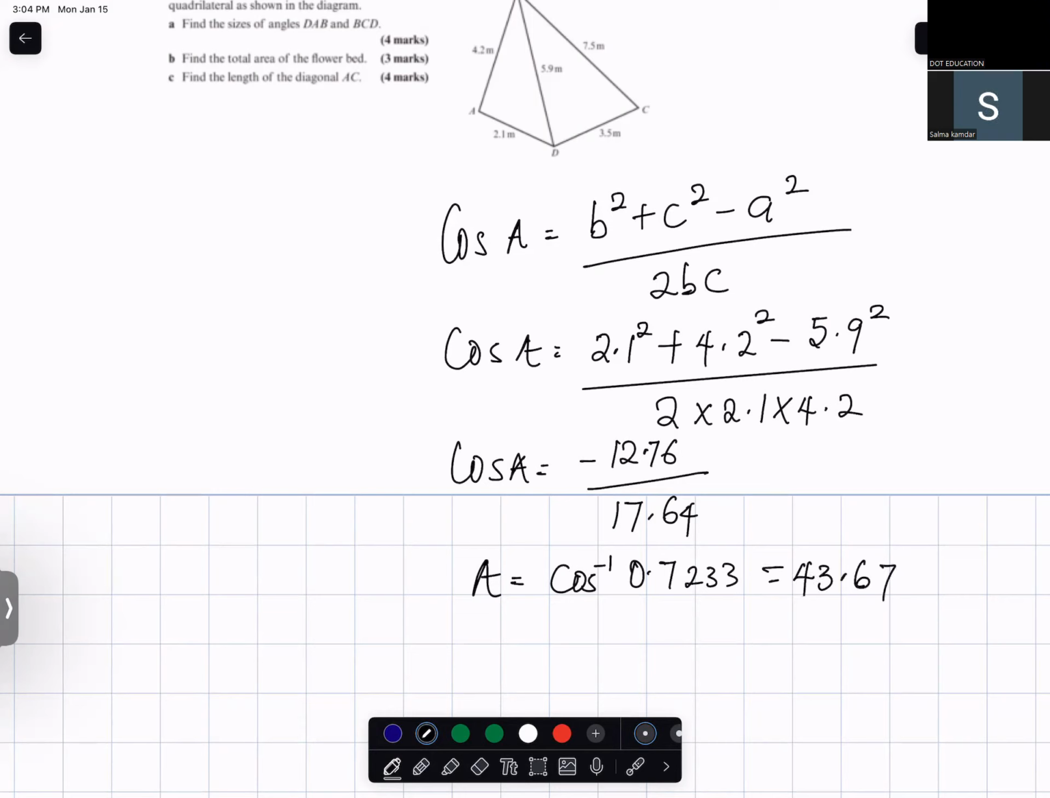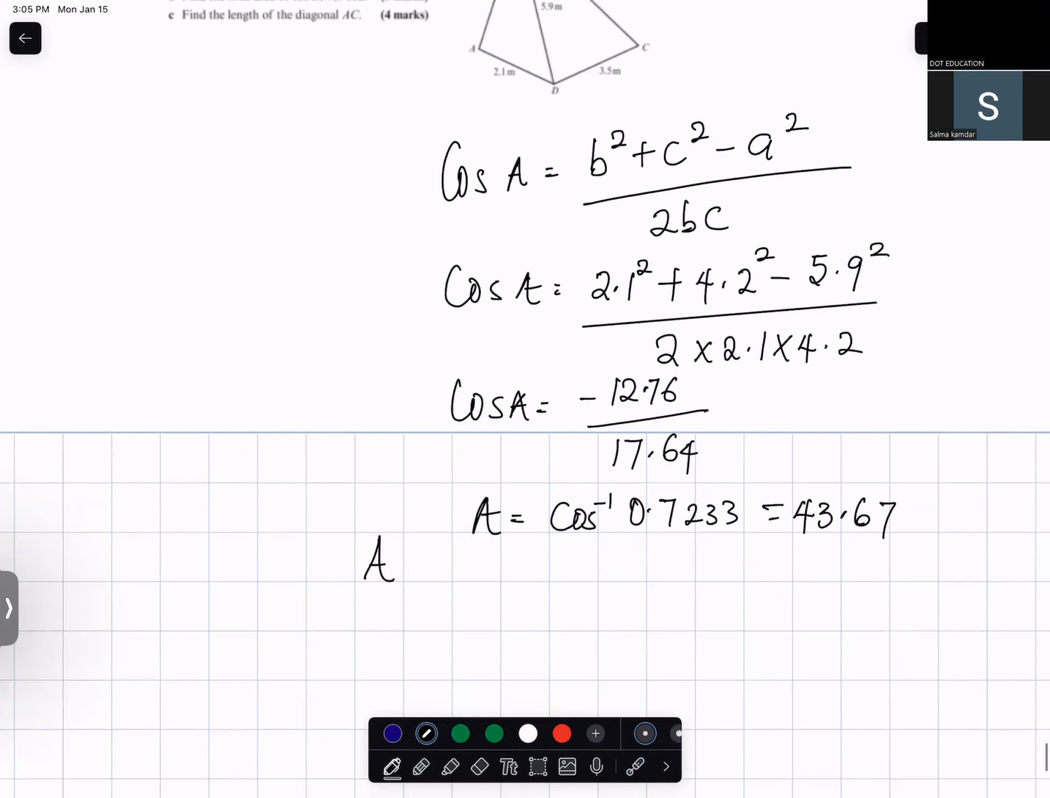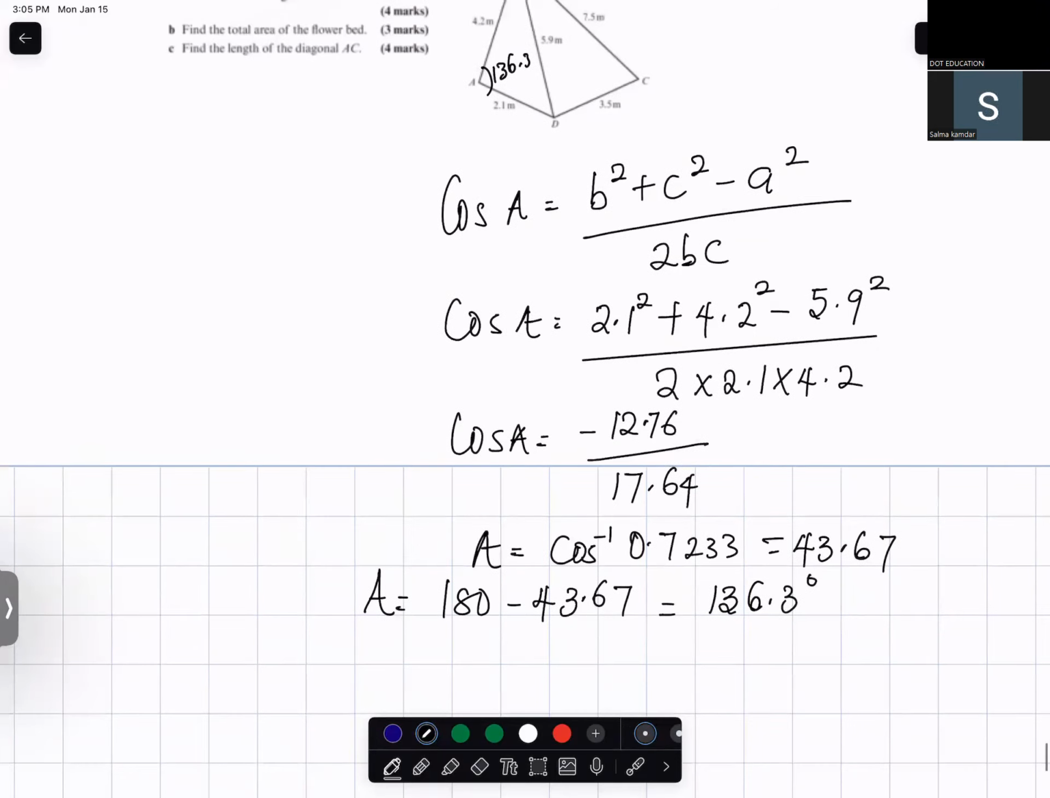Taking a look at the angle at A, we know it's an obtuse angle, greater than 90 degrees. So how do we get the value for A? Like we did earlier, that is 180 minus 43.67, which gives us 136.3 degrees. So my angle at this point is 136.3 degrees.